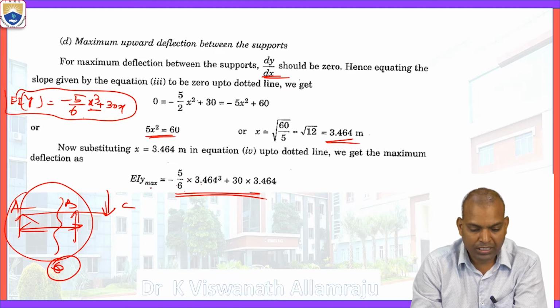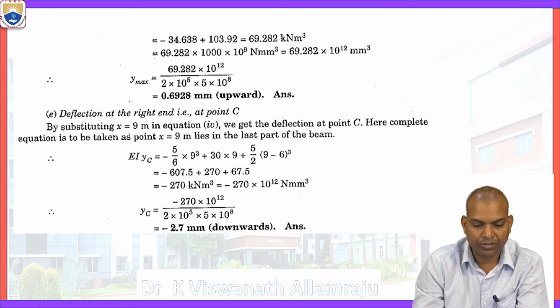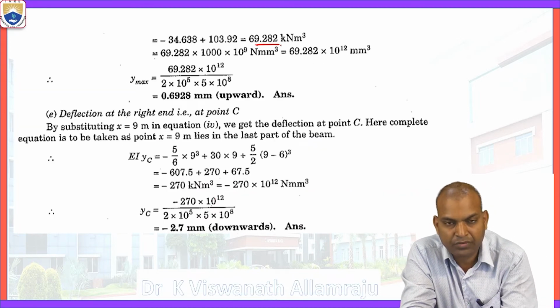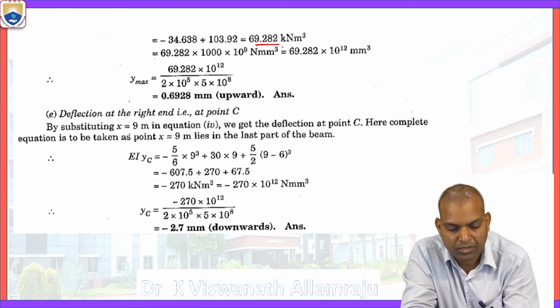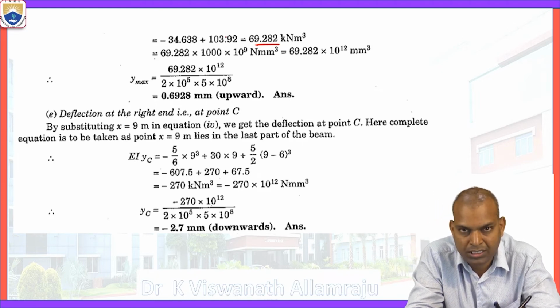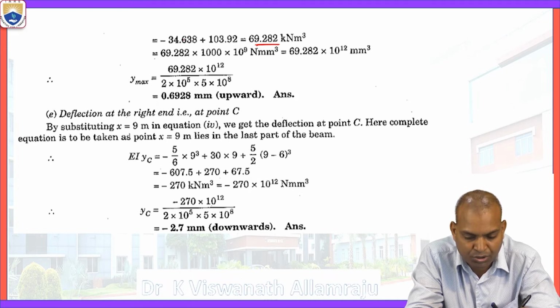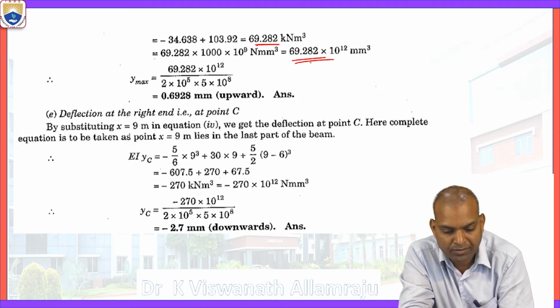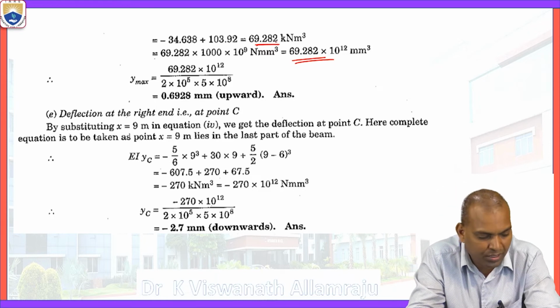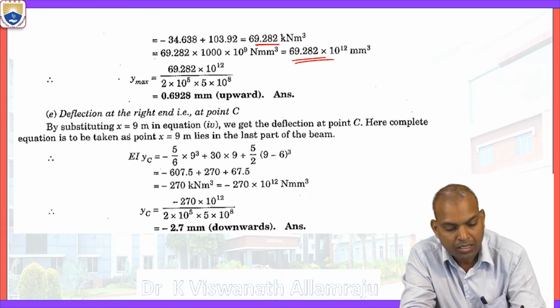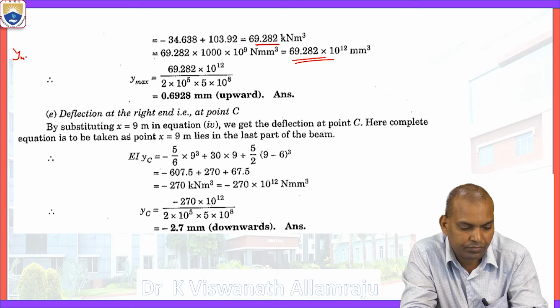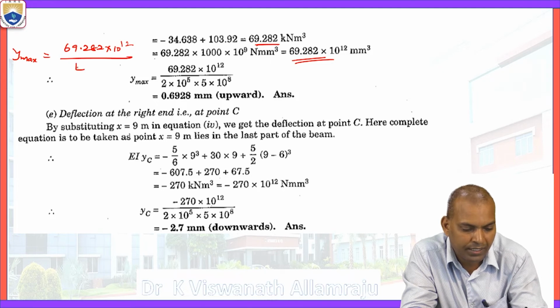Now after substituting for y maximum, we got the value. That value is in terms of kilonewtons and meters. To maintain dimensional homogeneity, convert kilonewton meter cube into newton millimeter cube. Then the value becomes 69.282 times 10 power 12. Now y maximum equal to 69.282 times 10 power 12 by EI.